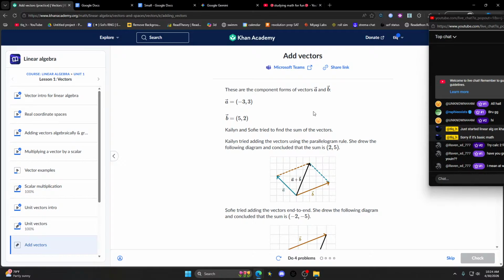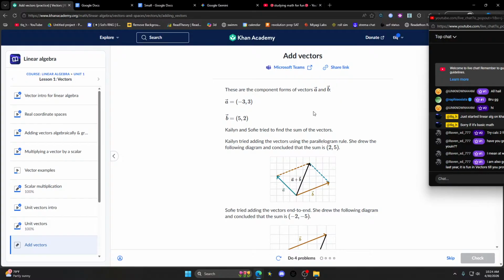Oh, I freaking hate reading, man. Oh my gosh. Okay, these are the component forms of vectors a and b. Okay.